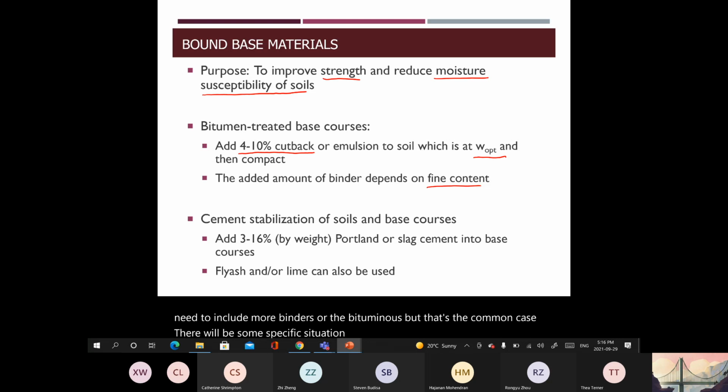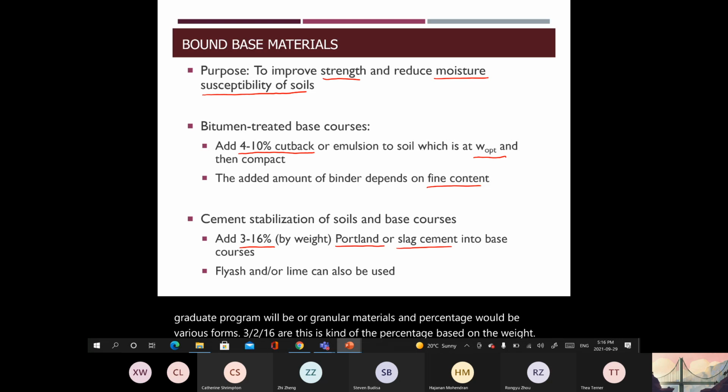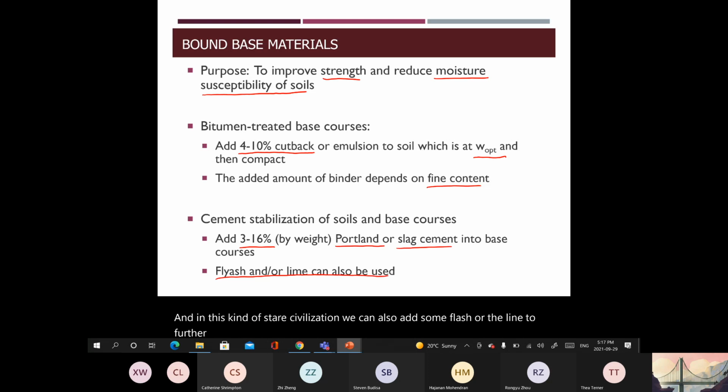The other kind of treatment is called cement stabilization, and with that you will apply either Portland cement or slag cement into the base course, the Granular A or Granular B or Granular M materials, and the percentage would vary from 3 to 16. This is the percentage based on the weight. And in this kind of stabilization, we can also add some fly ash or lime to further increase the resistance of the materials to the water content.